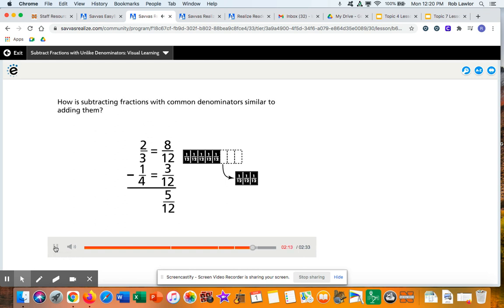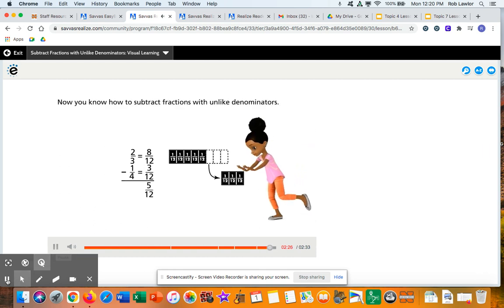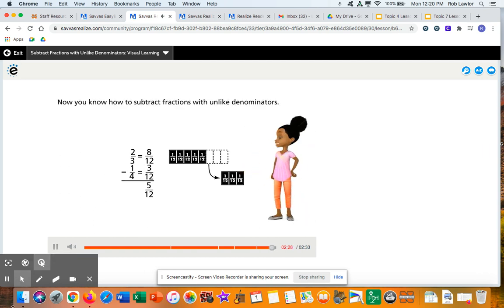How is subtracting fractions with common denominators similar to adding them? You subtract or add the numerators, but the denominators stay the same. Now you know how to subtract fractions with unlike denominators.